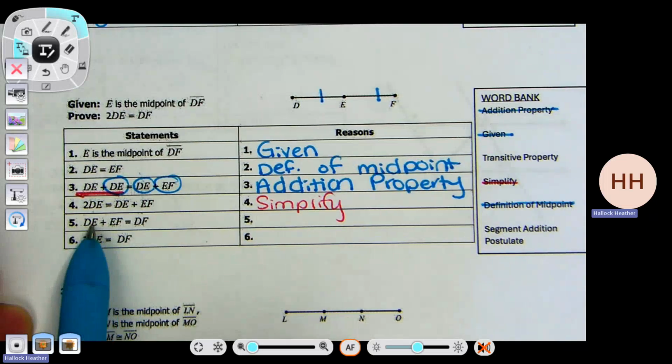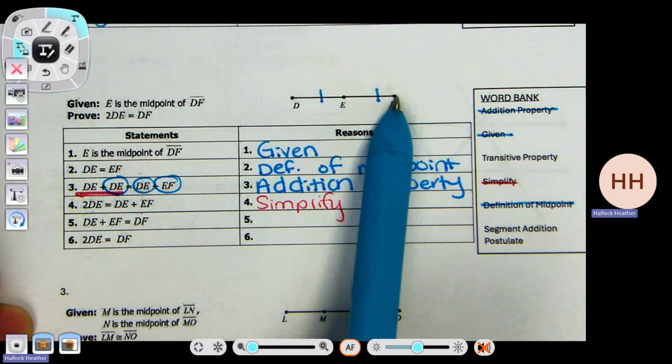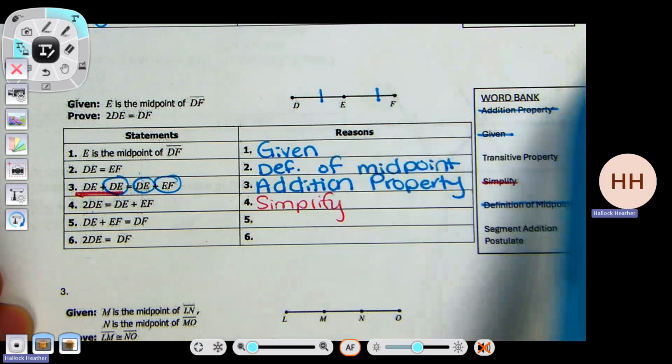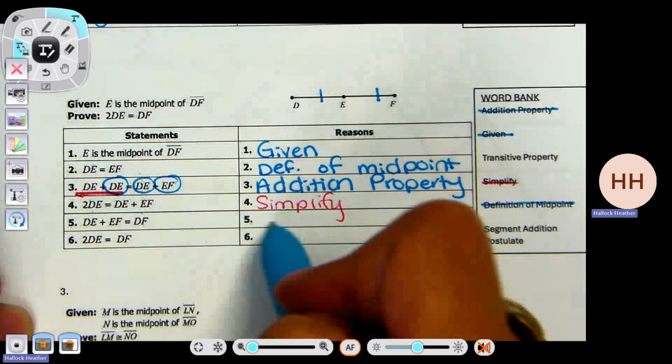And then DE plus EF equals DF. No. Segment addition, because they're doing piece plus piece equals whole. That's segment addition postulate.